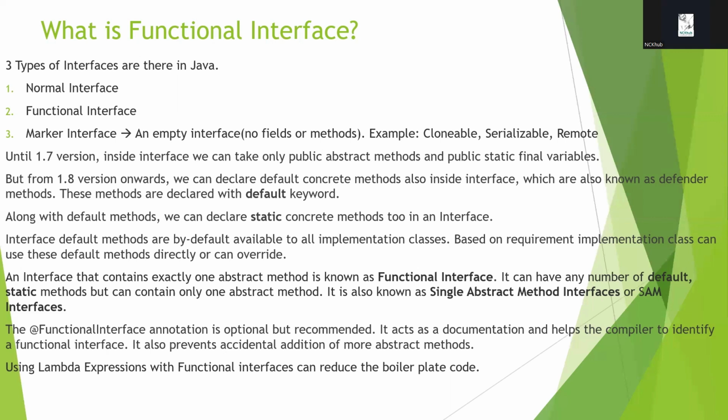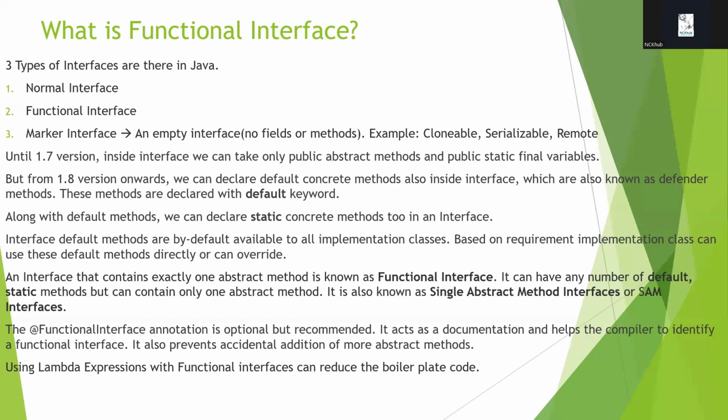But from Java 1.8 version, there are some additional features that were added to the interfaces. What are those? Along with abstract methods, we were also allowed to declare concrete methods with keywords default and static. So we are allowed to declare default concrete methods as well as static concrete methods. So from Java 1.8 version onwards, a normal interface can have any number of abstract methods, any number of default concrete methods, any number of static concrete methods.